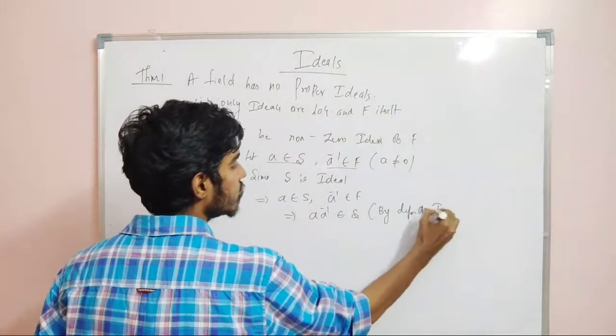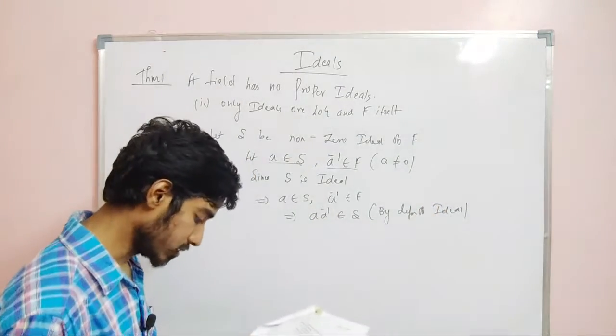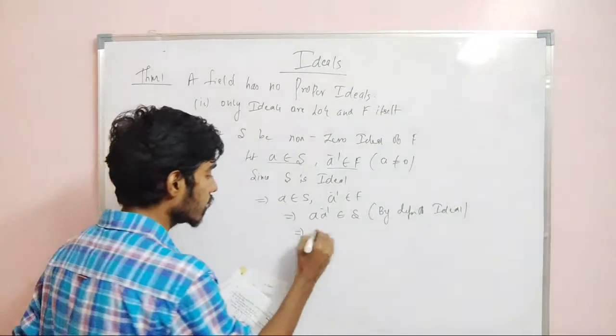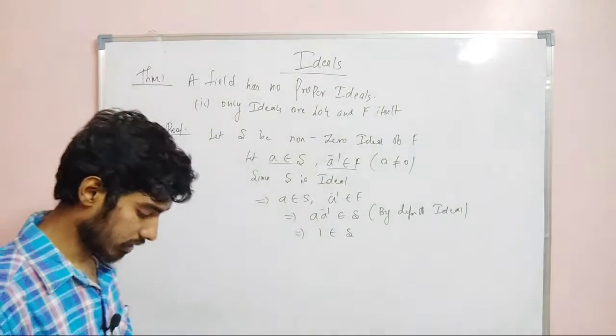So by definition of ideal, I am using left ideal here, right? So A into A inverse will be in S. So A into A inverse means 1. So 1 belongs to S, right?